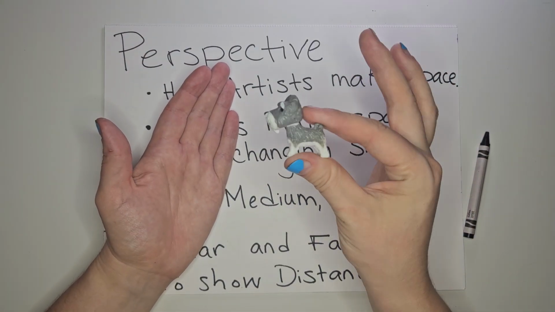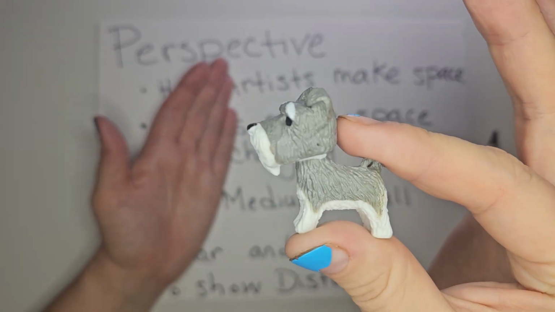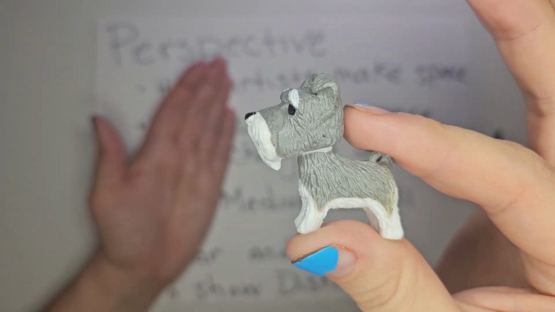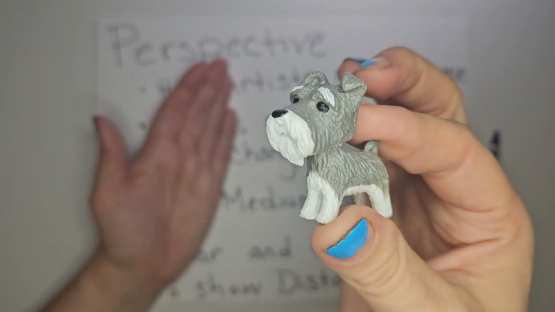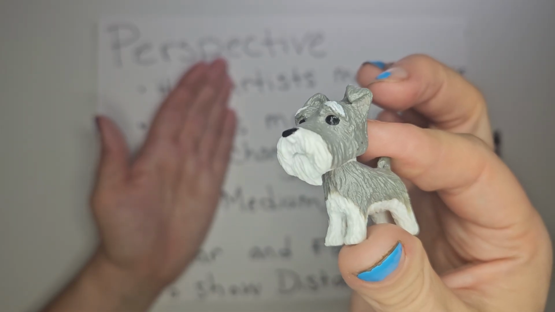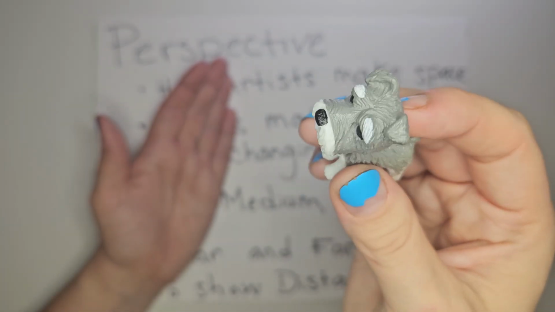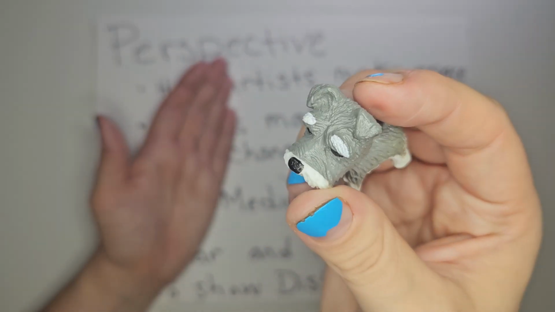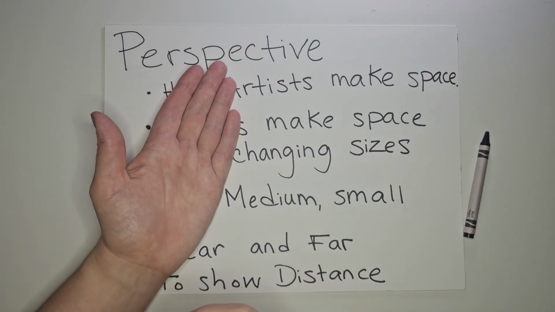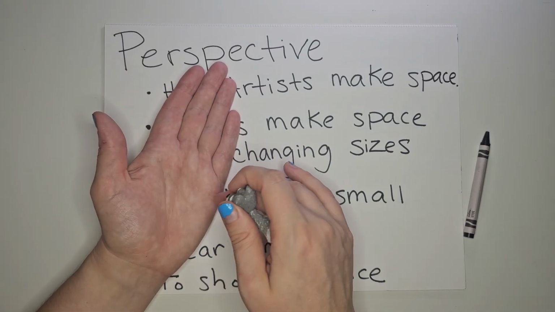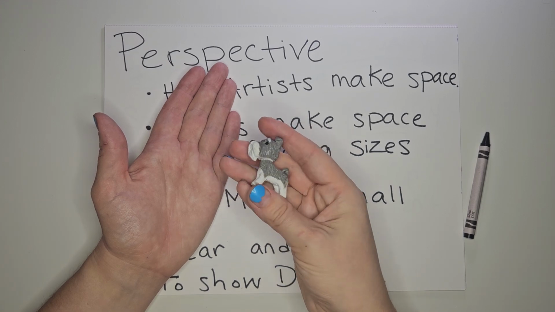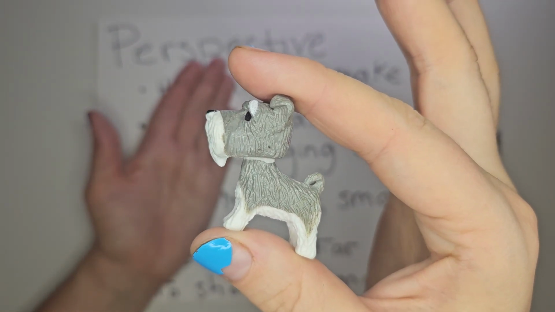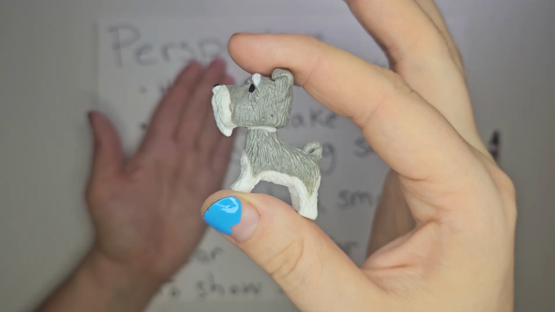But if I bring the toy very, very close to my eye, it will be really big and very detailed. I can see all the little lines and the shiny spot on the dog's eye. And in general, you can see it much better, all the little details. My hand is further away. We can't see all the little lines on my skin. And the dog is looking bigger than my hand when I bring it up close.